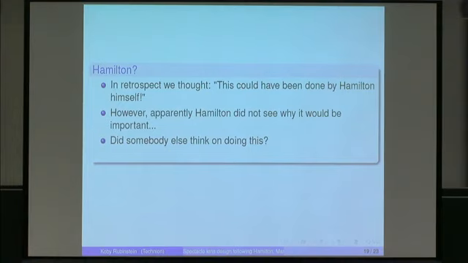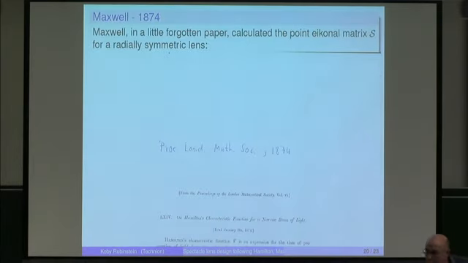Did somebody else do it? Well, the answer is yes. This somebody else is Maxwell. So in 1874, sorry for the bad photocopy, Maxwell wrote a little forgotten paper, but essentially in different notation and terminology, doing the same thing, but only for lenses with radial symmetry. That was his limitation.